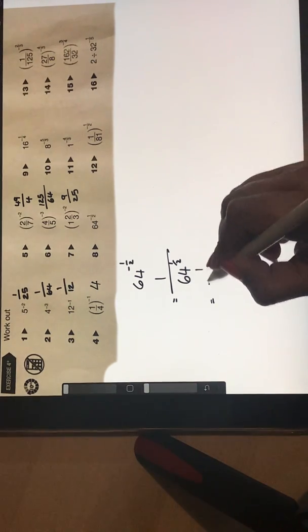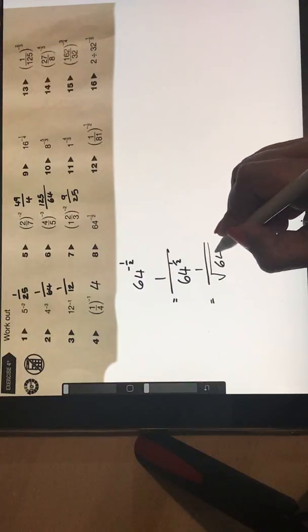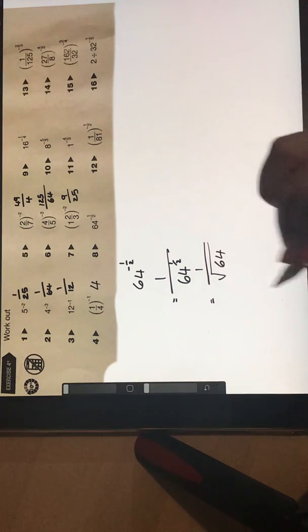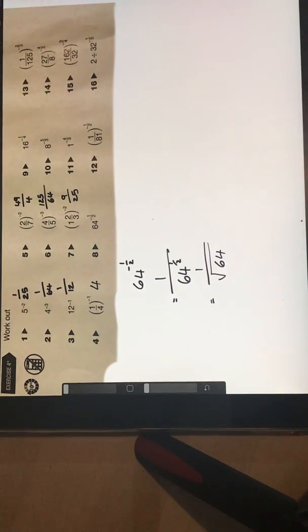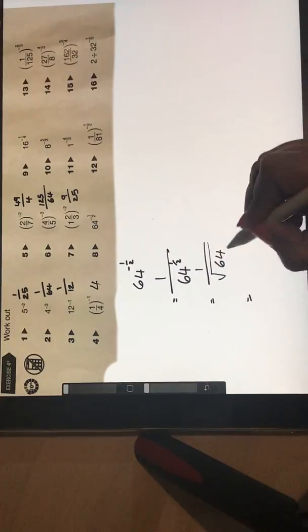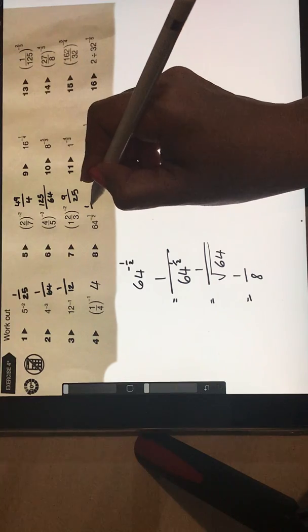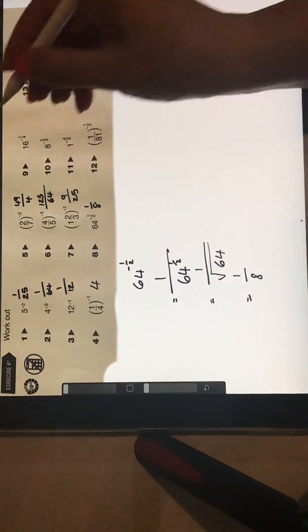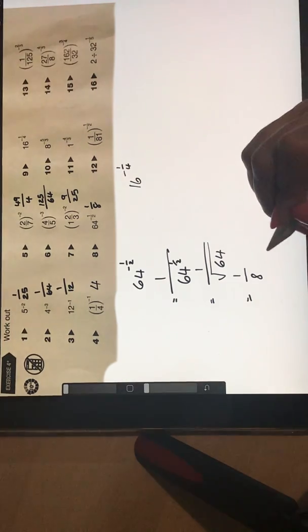Then we can simplify this fractional indice by taking the square root of 64, because that 2 goes in front there, which is imaginary, we don't write it, and 64 to the power of 1 is still 64. Now if we take the square root of 64, it is 8, so our answer here for number 8 is 1 over 8. Right, for number 9 we've got 16 to the power of minus 1 over 4.